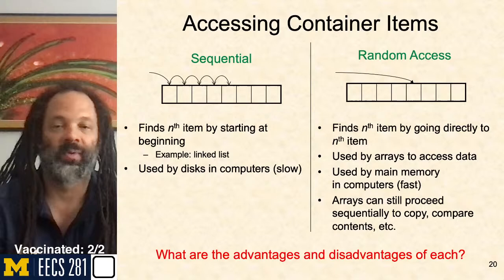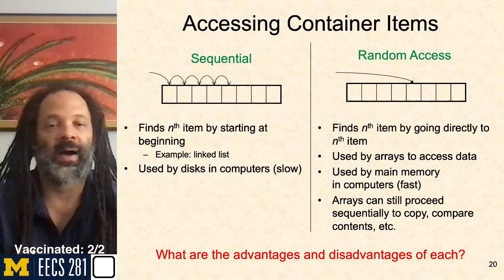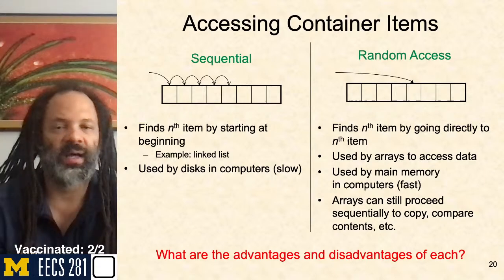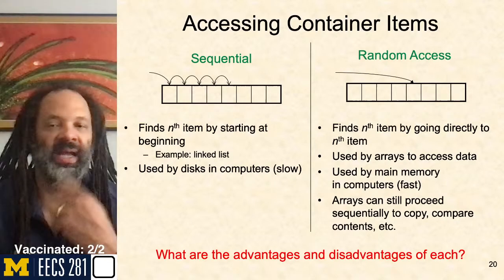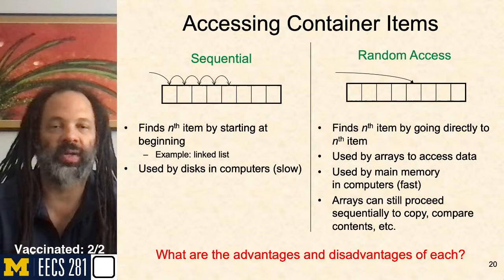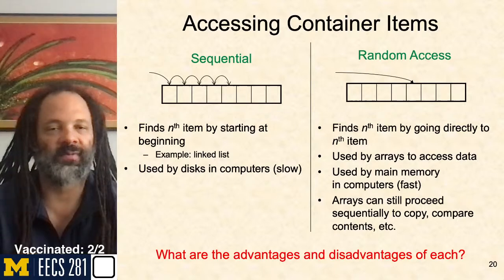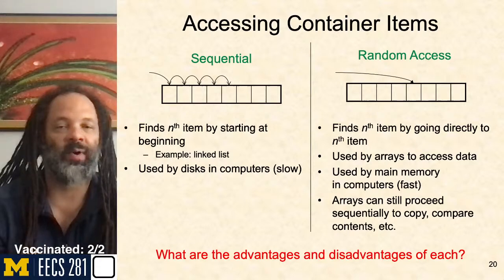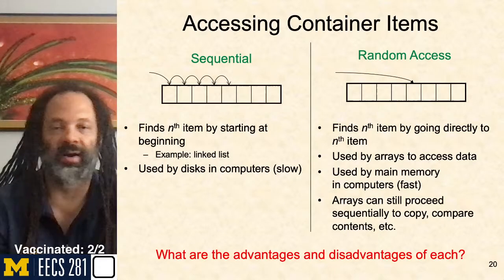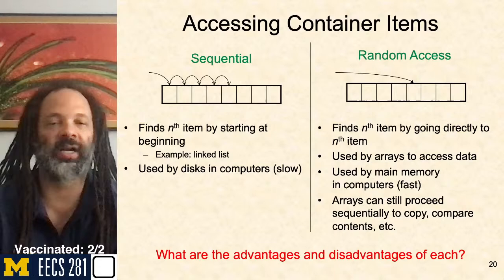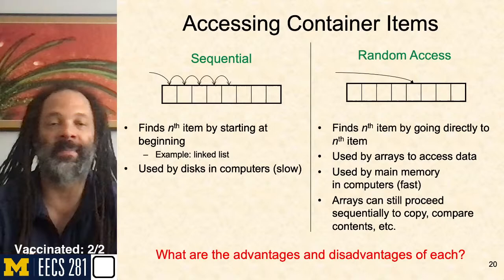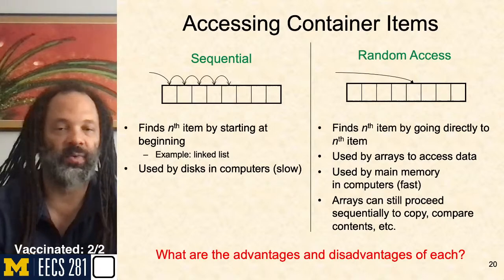So that's what hard disks in computers use. At least our old hard disks, our spinning hard disks, used sequential access. Random access, of course, is what we're used to in arrays and vectors of stuff. So I can say I want to find the nth item. I can just start at the beginning and jump to that nth location in a constant amount of time. This is how arrays access data. This is what main memory of the computer does. So it's much faster than having to spin up a disk and look through things.